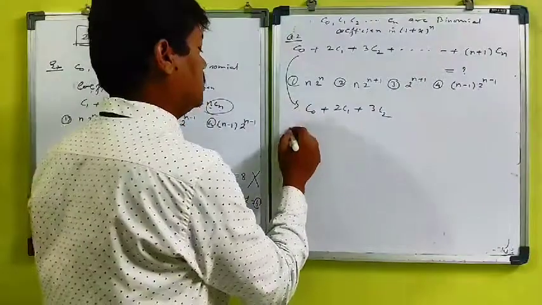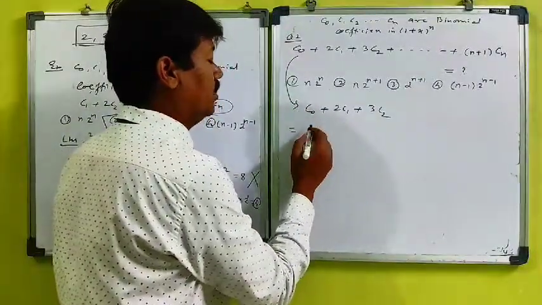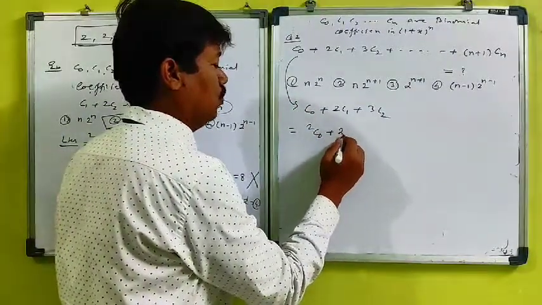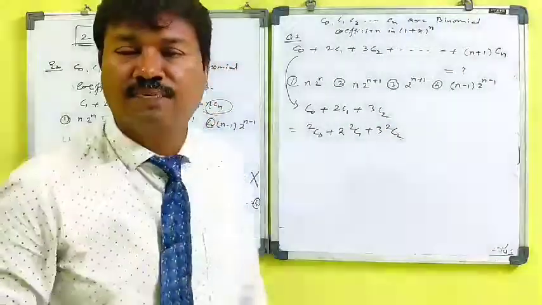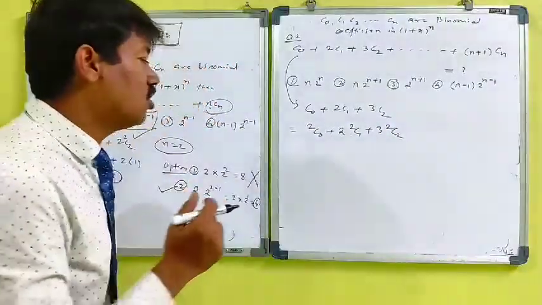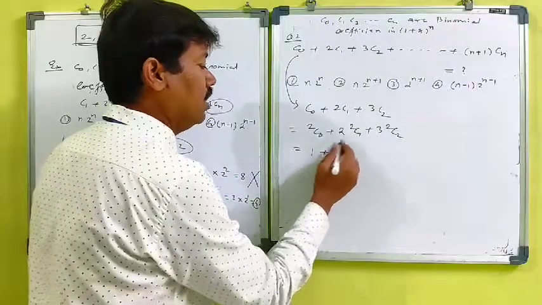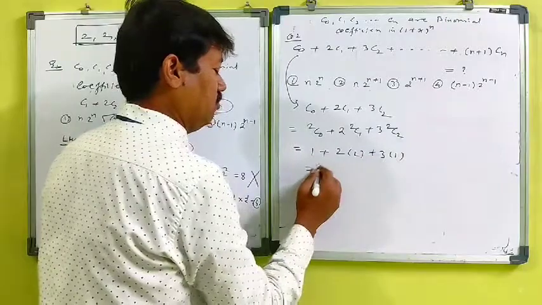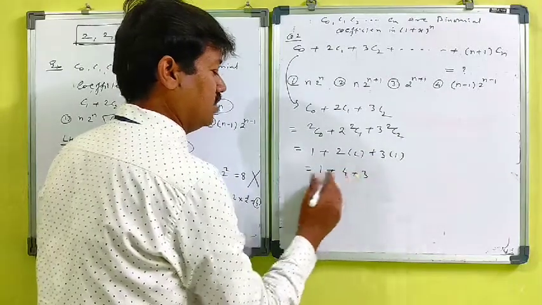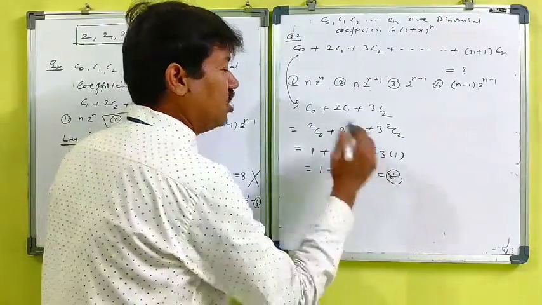Now we'll find this. Here it is NC0, therefore it is 2C0, 2 into 2C1, 3 into 2C2, like this. Now we'll solve this. 2C0 is 1, 2C1 is 2, and this is again 1. So what is that? 1 plus 4 plus 3. What is the answer? It is 8.